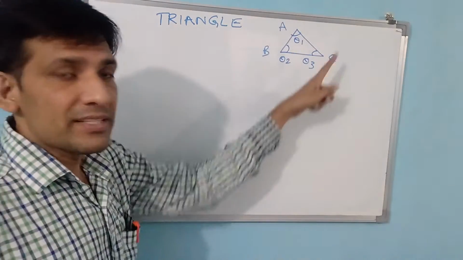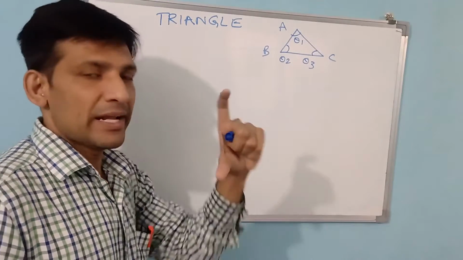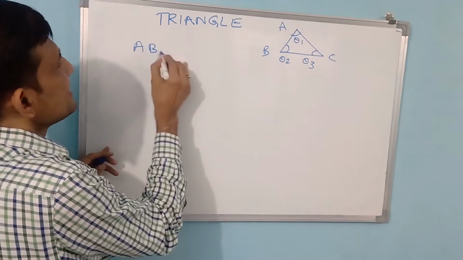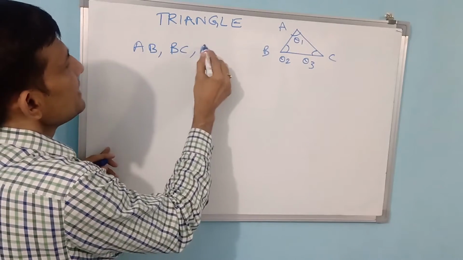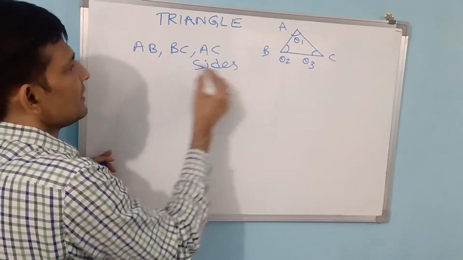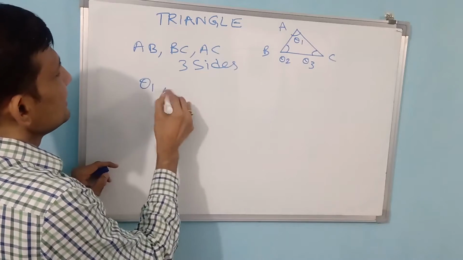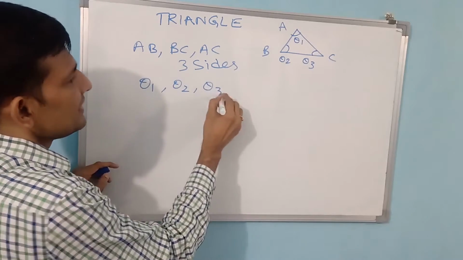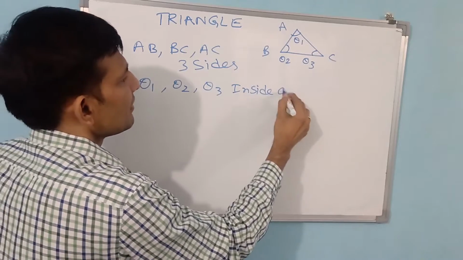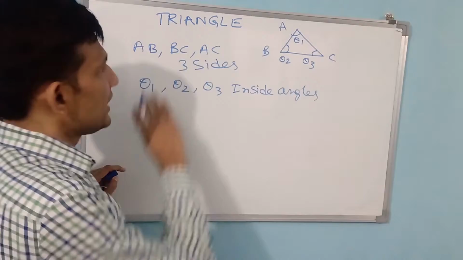In a triangle, three sides will be there. These lines, see, side means line only, a line segment. AB is a side, BC is a side, AC is a side. These are called sides. Three sides will be there in a triangle. Theta 1, theta 2, theta 3 are the inside angles. Now we understand the triangle.